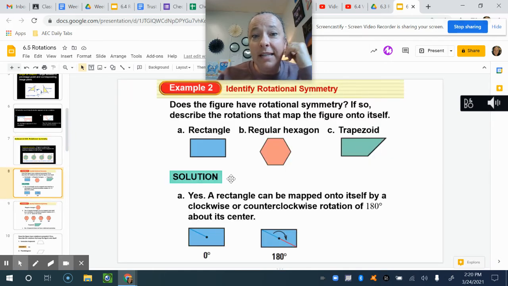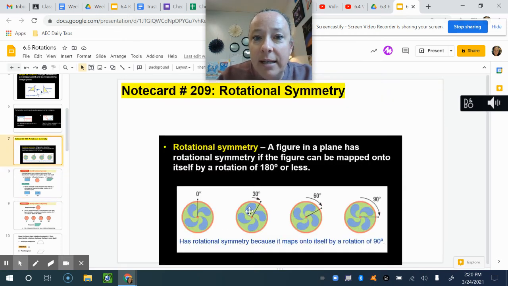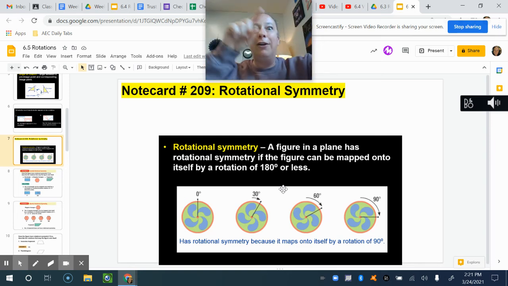Now let's look at some examples of whether or not something has rotational symmetry. So does the figure have rotational symmetry? If so, describe the rotations that map the figure onto itself. So this blue rectangle, does it have rotational symmetry? Now remember, something has rotational symmetry if it can be mapped onto itself by a rotation of 180 degrees or less. Now we're not talking about a fixed point rotation. This is kind of like a segue away from what I was just talking about. We're going to come back around to the fixed point rotation.